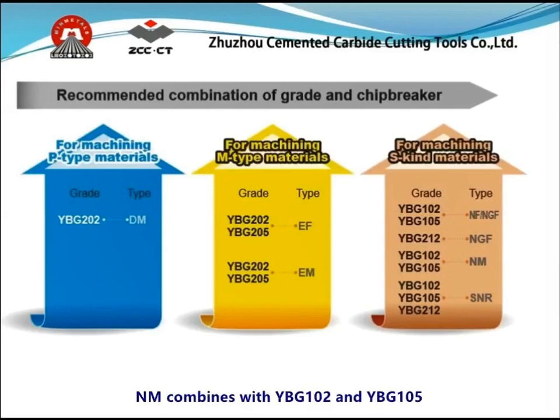NM combined with YBG 102 and YBG 105 has a similar application range to the NF chip breaker, but with higher machining efficiency and fewer requirements on surface quality. Last, SNR combined with YBG 102 and YBG 105, or sometimes YBG 212, is commonly used on double-sided inserts with requirements on both side sharpness and strength, generally applied on roughing applications with high cutting depth and small cutting resistance.